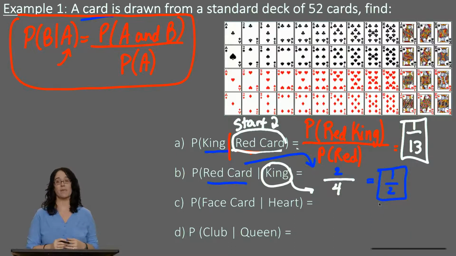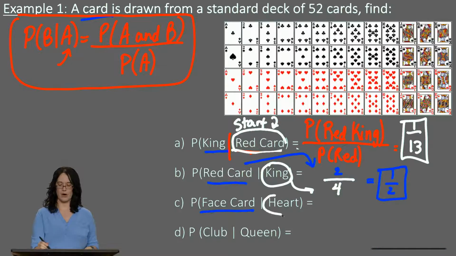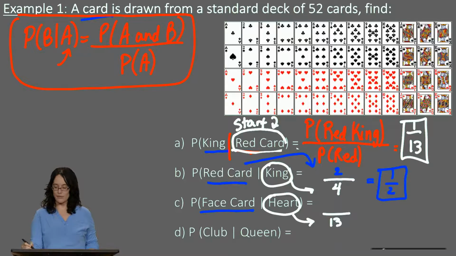It says, find the probability of selecting a face card given the fact that you know you have a heart. Okay, so again, where would I begin here if I'm using my shortcut? I begin with the hearts, right? How many hearts are there? That's one of the 4 suits, right? So did you say 13 for your denominator? I hope so. Now, of those 13 hearts, how many of them are face cards?